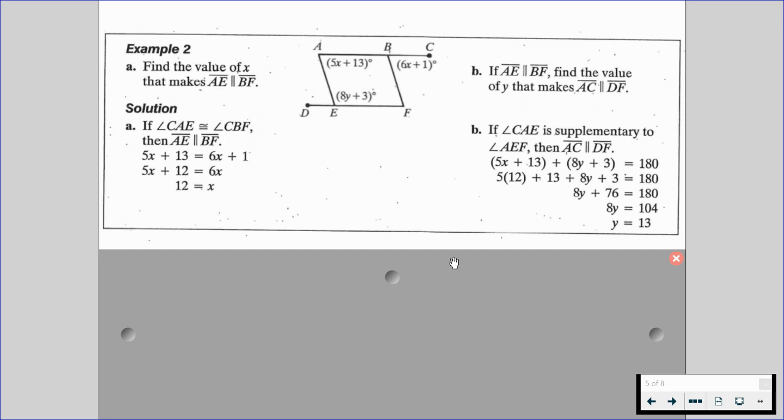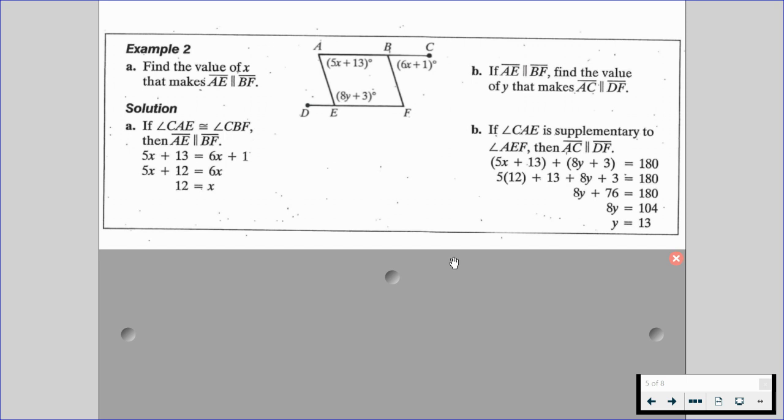So for A, if angle CAE is congruent to angle CBF, then we're going to be able to justify that segment AE is parallel to segment BF. So we have 5x plus 13 is equal to 6x plus 1. We can then use our algebra here and find that x is going to be 12. Now on the right-hand side, answering part B, pardon me.